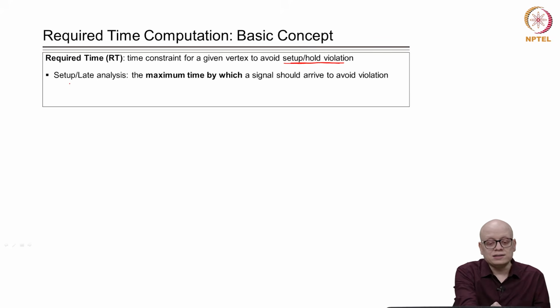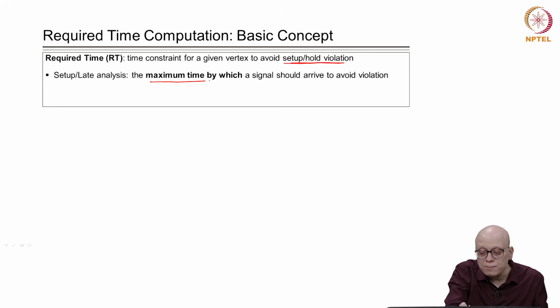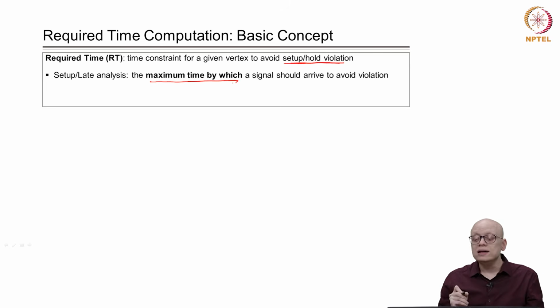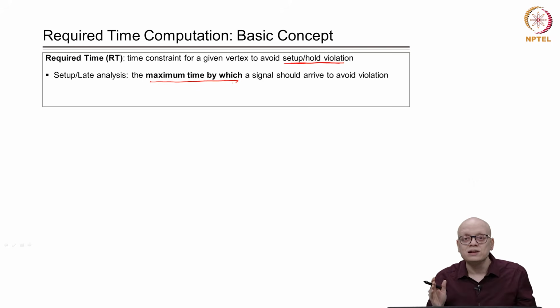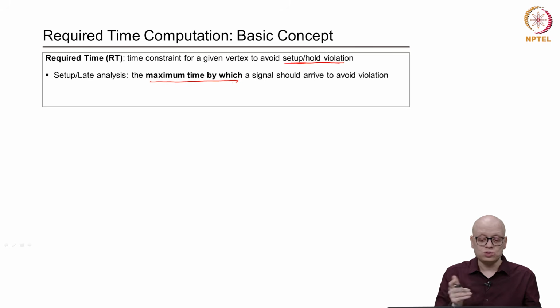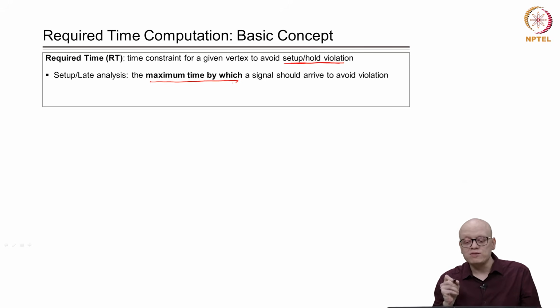In the setup analysis or late analysis, the required time represents the maximum time by which the signal should arrive to avoid setup violation. So, that is giving us the latest arrival. By that time the signal should arrive, it should not be later than that. So, it is giving a constraint on how late a signal can be, and beyond that if the signal becomes late, then we get a violation. So, for the setup analysis the required time gives the maximum time by which a signal should arrive at a given vertex to avoid the setup violation.